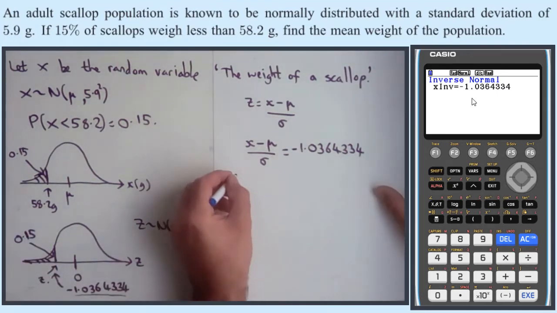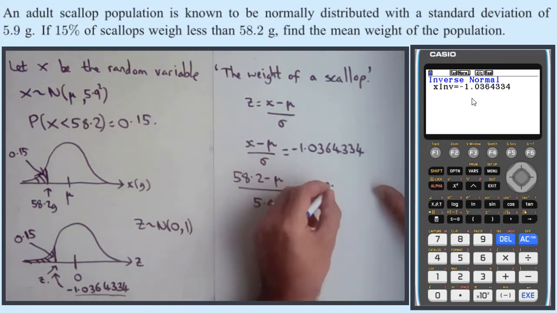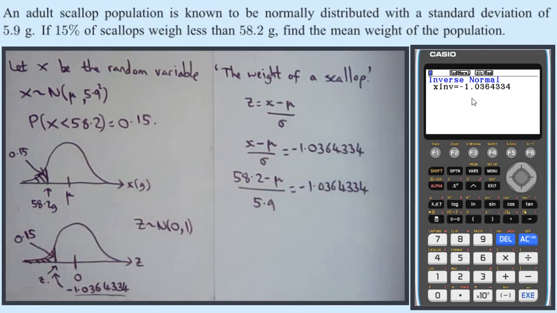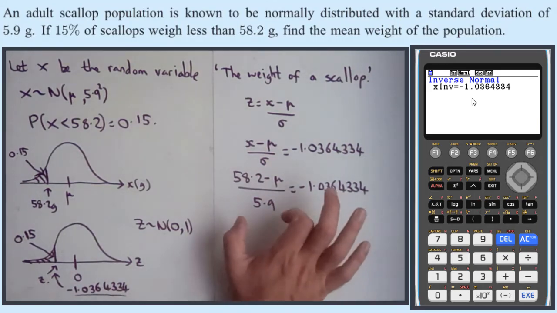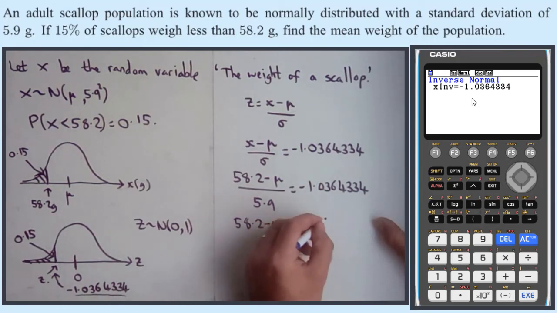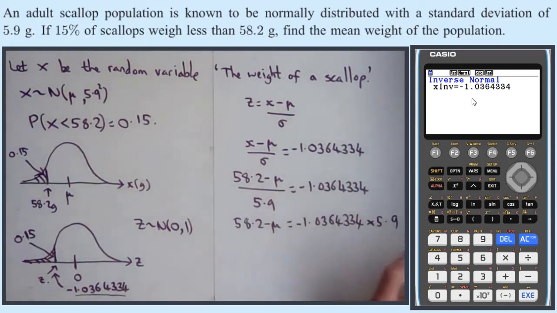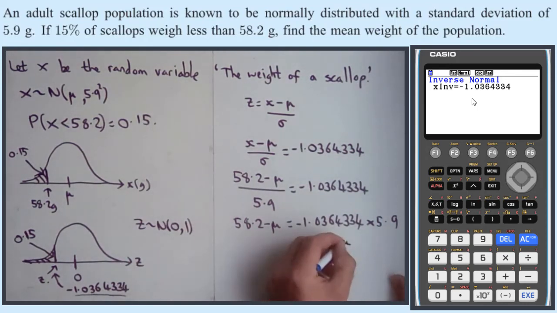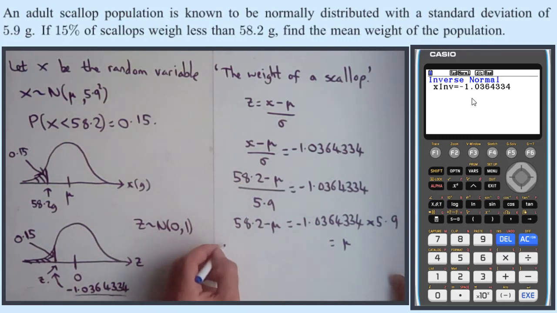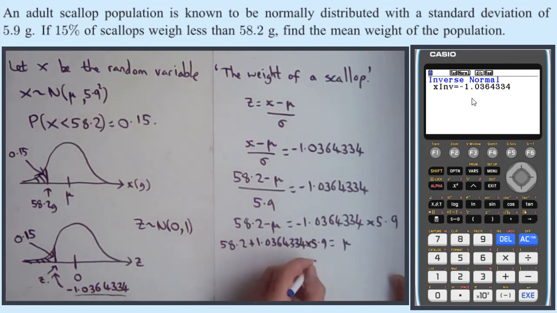X was 58.2. 58.2 minus mu over sigma, which is 5.9, equals minus 1.036334. So from there, it's quite a simple rearrangement. You're just going to multiply by 5.9. 58.2 minus mu equals minus 1.036334 times 5.9. So if I just add mu to both sides, and add this to both sides, I can solve for mu. So mu equals 58.2 plus 1.036334 times 5.9. And then I can get a mu.